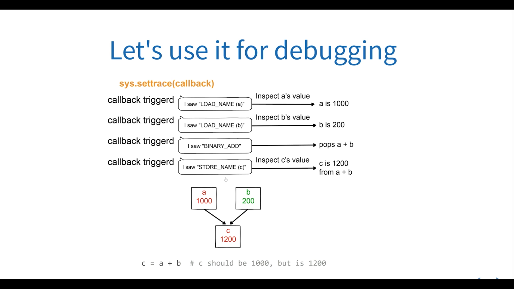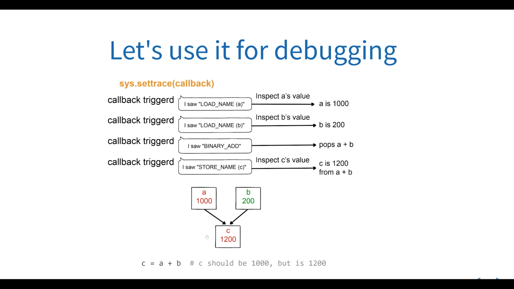So next comes the store name C bytecode, and we know 2 things. First, we can inspect C's value. Let's say it's 1200. Then, since we know that the previous bytecode is binary add with 2 arguments, A and B, we know that C's value comes from A and B, because A and B are the items that were still on the stack. With this information, we can draw a graph like this. We can put A and B on the top, and they have arrows linked to C. And we have their values, so we can also put the values there. Suppose we know that 200 is the correct value for B, and we can see that it is actually A's value that caused C to have the wrong value.